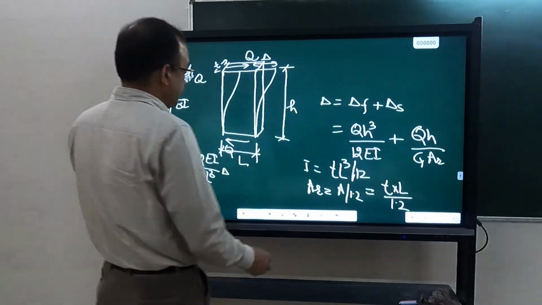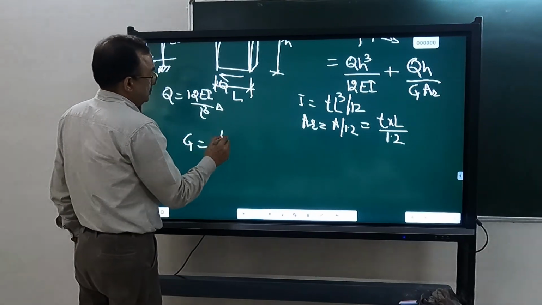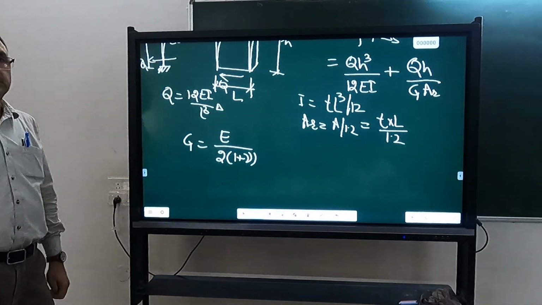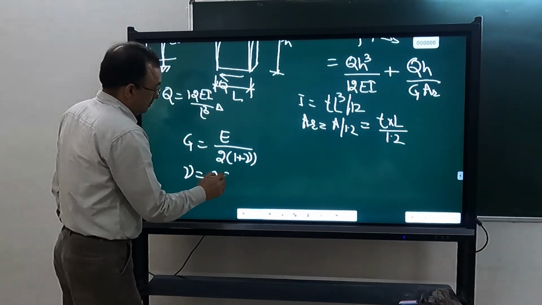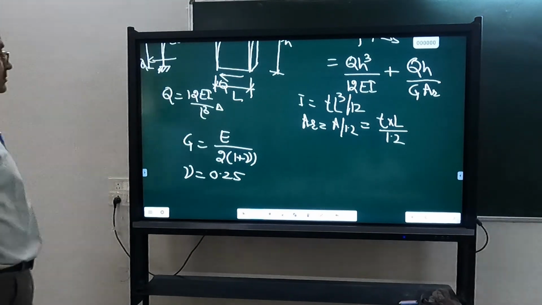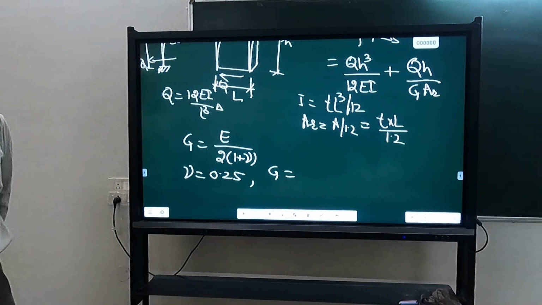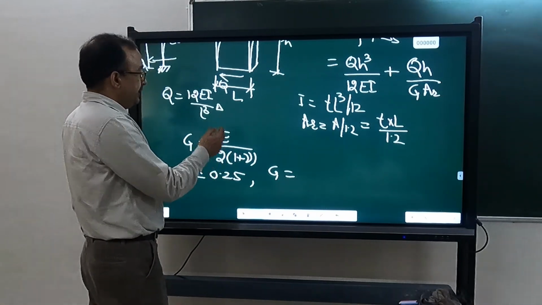Let's convert G also in terms of E. Let's take nu is equal to... so how much it will be in terms of E? Yeah, 1.25. So 2.5, 2.4.